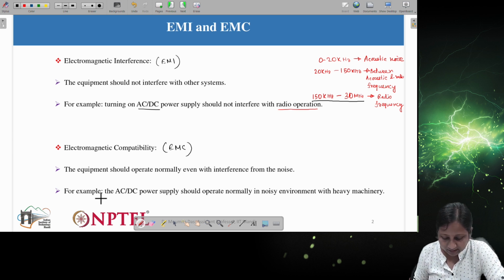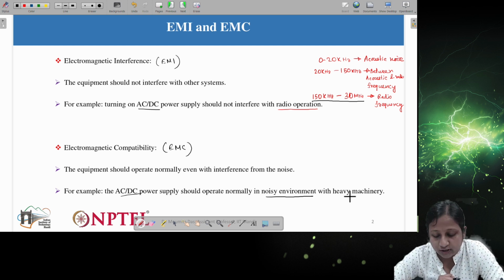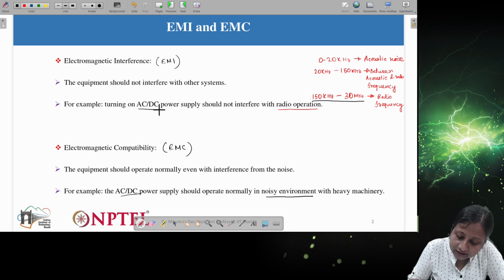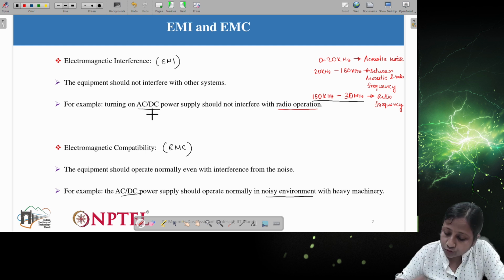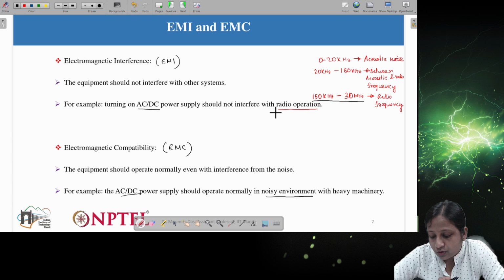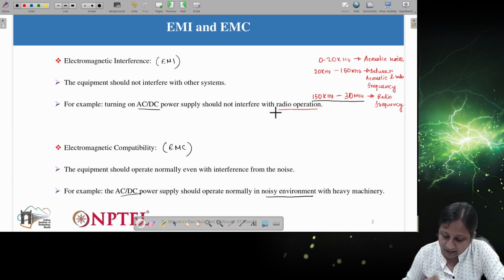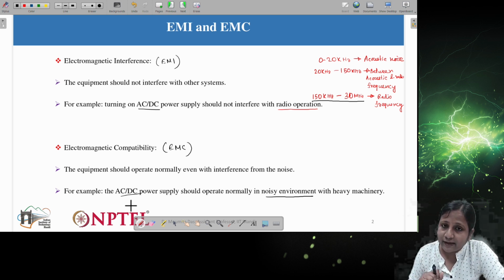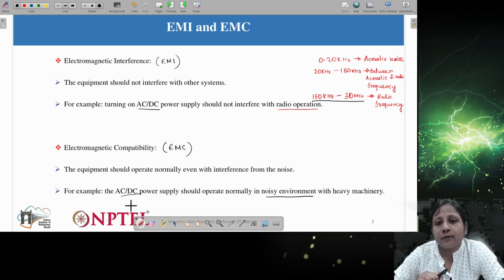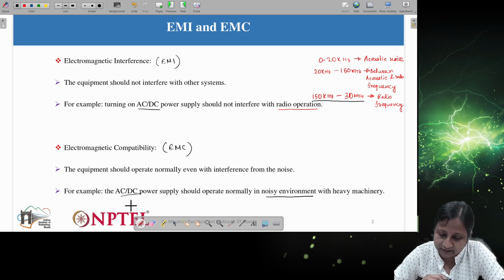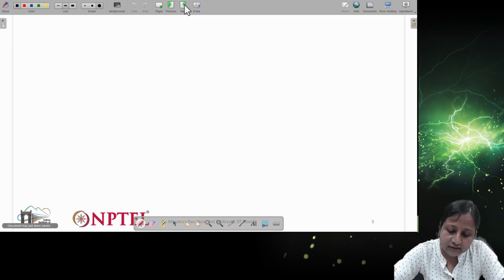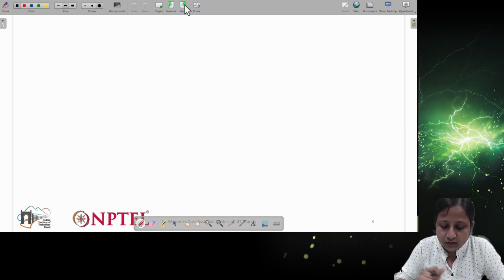You can see the example: the AC to DC power supply should operate normally in a noisy environment with heavy machinery. First we are saying this should not interfere with radio operation, right? And then even if that interference is there, the equipment should be able to operate properly. That is electromagnetic compatibility. So these are two different things, right? Let's see in detail how we can classify them.